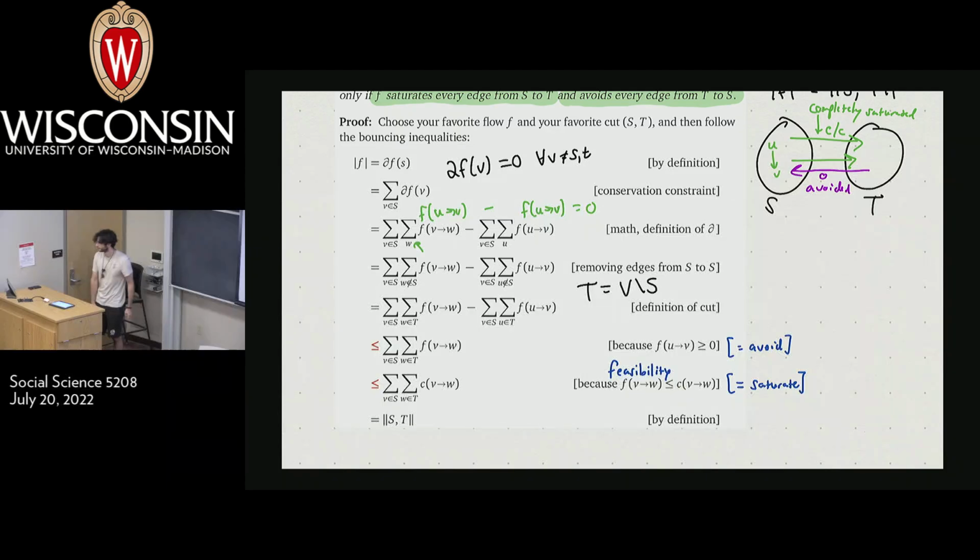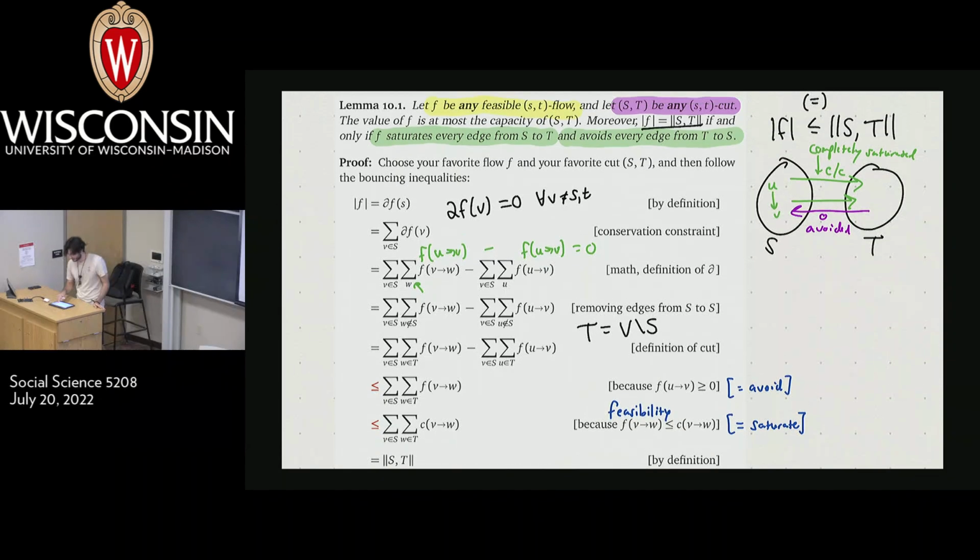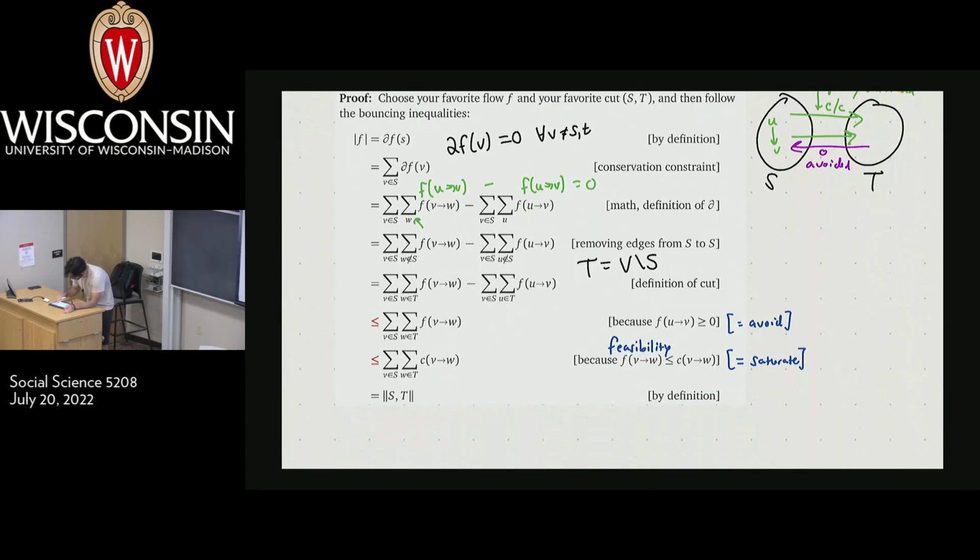Yes? Feasible means that 0 is at most F of E is at most C of E. That's what it means for a flow to be feasible. So it fits inside the pipes, it won't burst a pipe, and it is not negative. So you could think of them as physically realizable flows. You could physically make a flow like this in a physical pipe system.